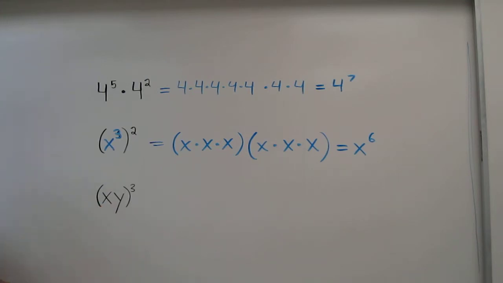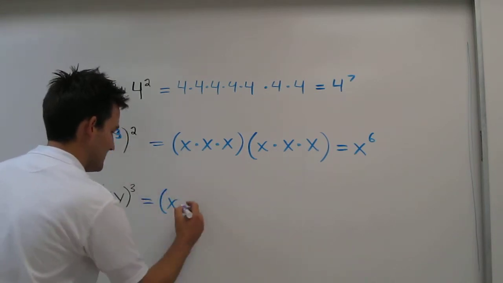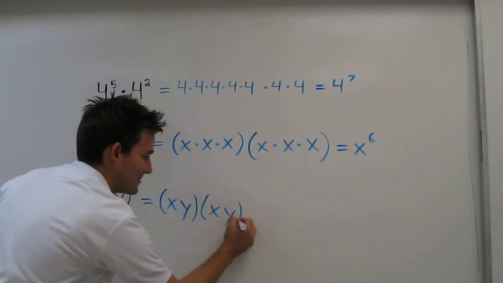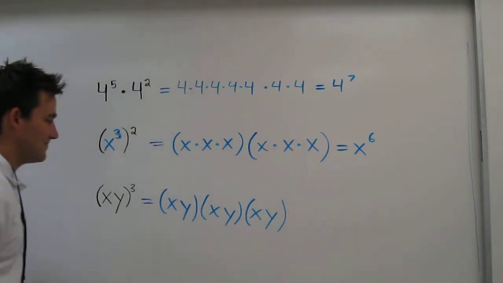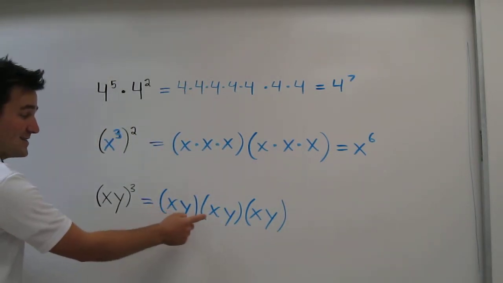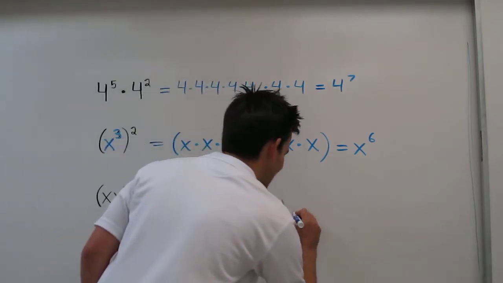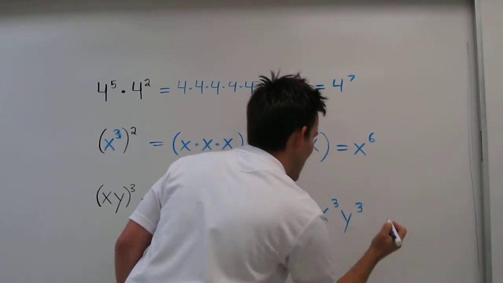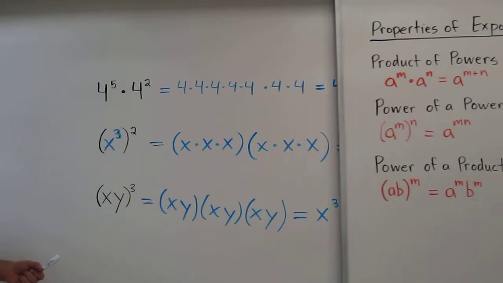In our last example here, we have the quantity x times y cubed, which means x times y, and one more x times y. So it's x times x times x, and y times y times y. That would simplify as x cubed, y cubed.